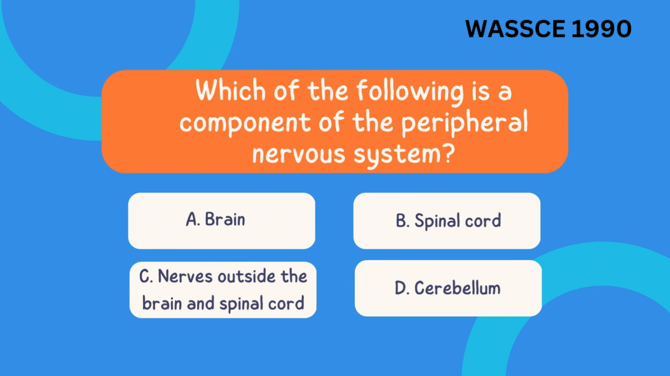A. Brain. B. Spinal cord. C. Nerves outside the brain and spinal cord. And D. Cerebellum. Look at the options critically and pick your answer.